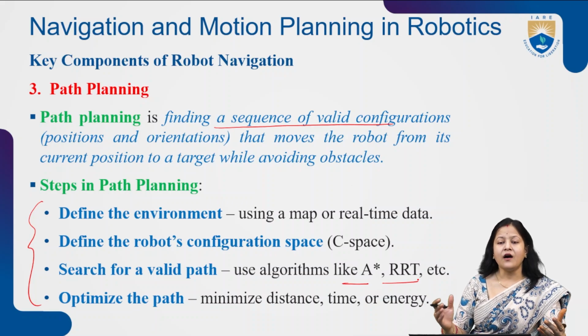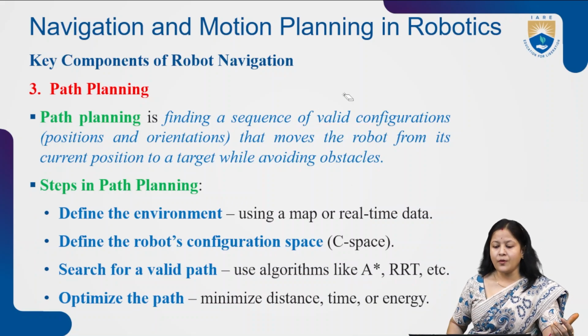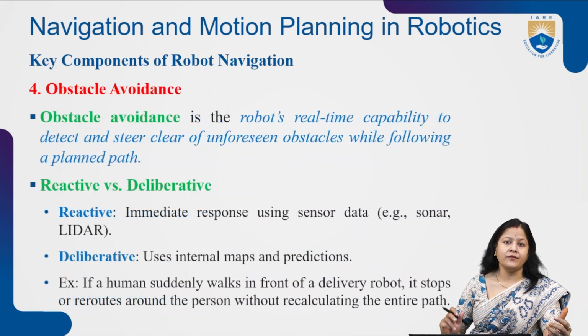Then after finding the path, not all the paths may be feasible or efficient. It may take a lot of time. So to reduce the time and cost, it tries to optimize the path. Optimizing means minimizing the distance, time, and energy. Only then can we say the robot is efficient and it saves time with less cost. So this is the way the path planning will be done by the robot.